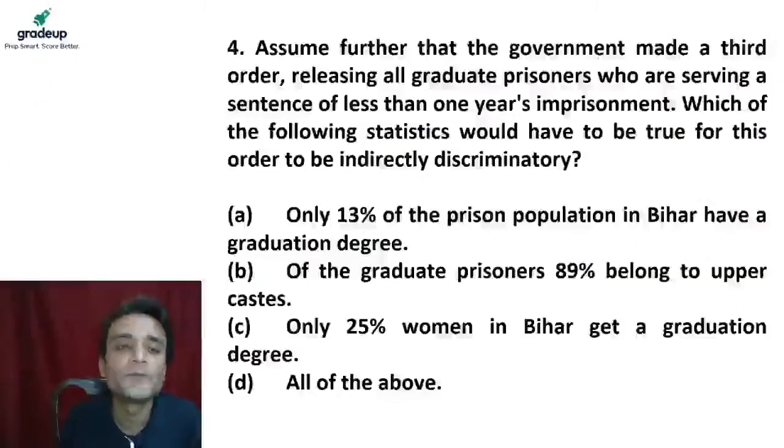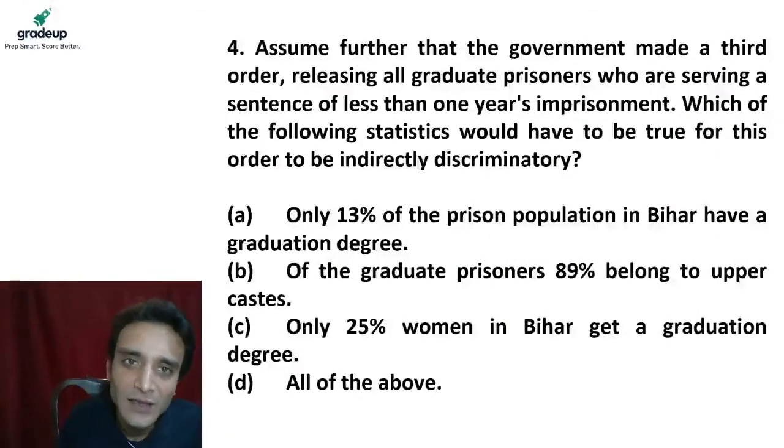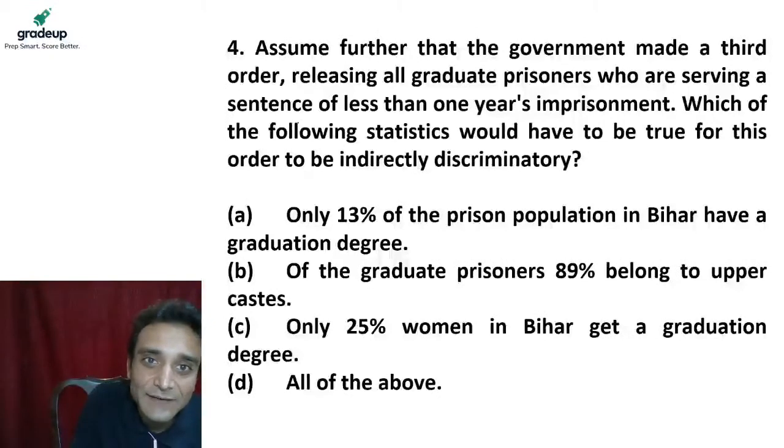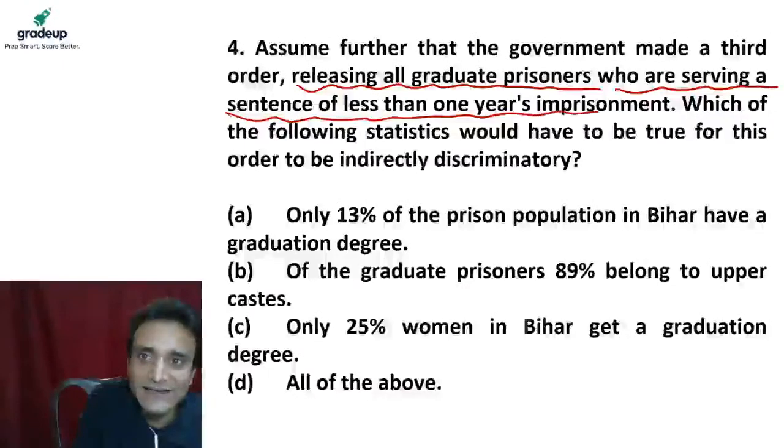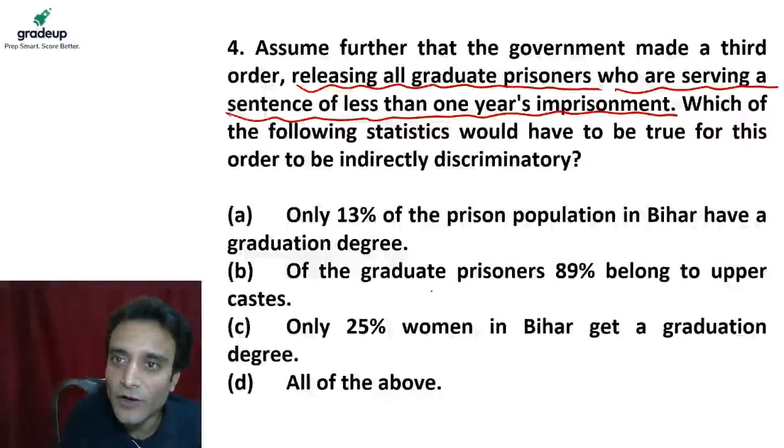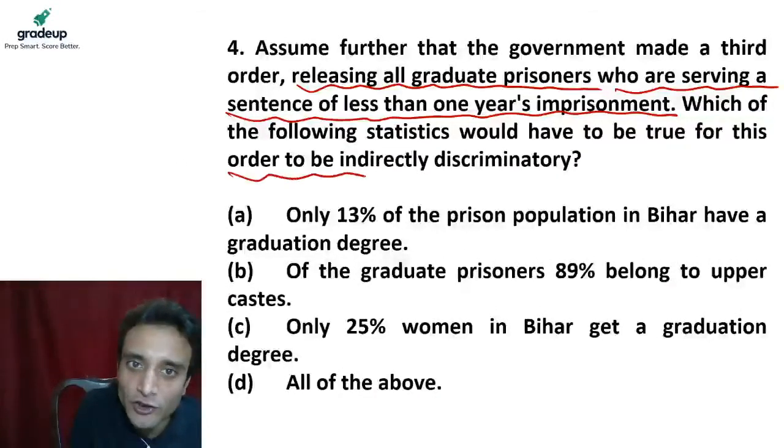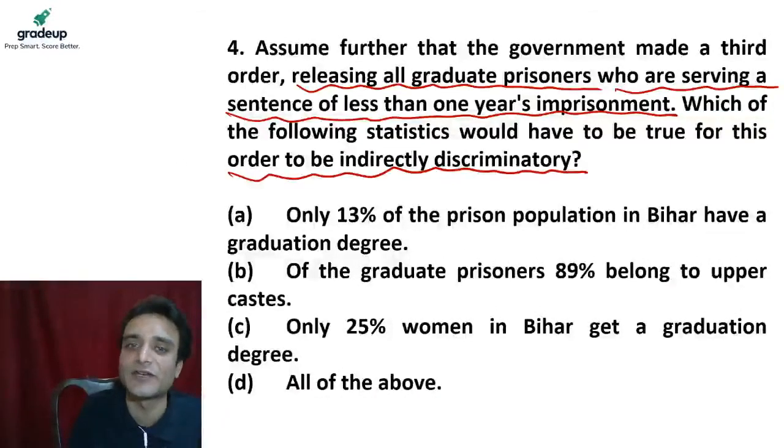Question number 4. Assume further that the government made a third order releasing all graduate prisoners who are serving a sentence for less than 1 year imprisonment. Which of the following statistics would have to be true for this order to be indirectly discriminatory?